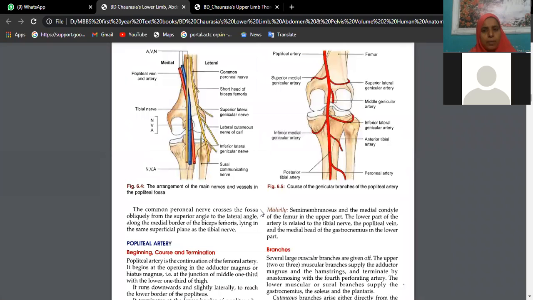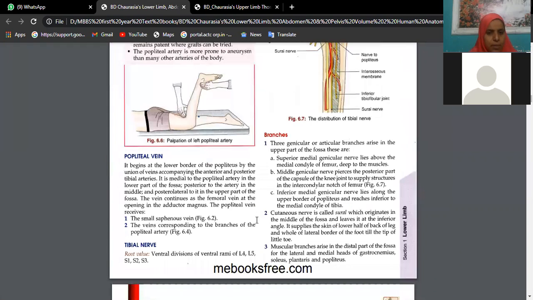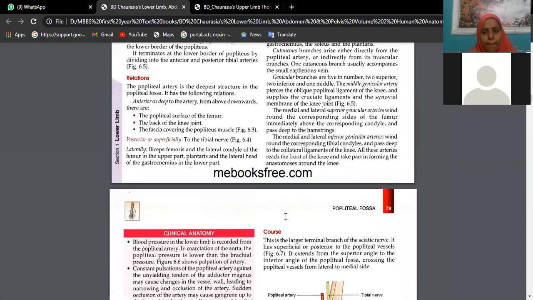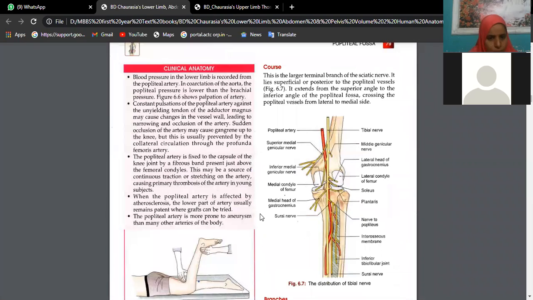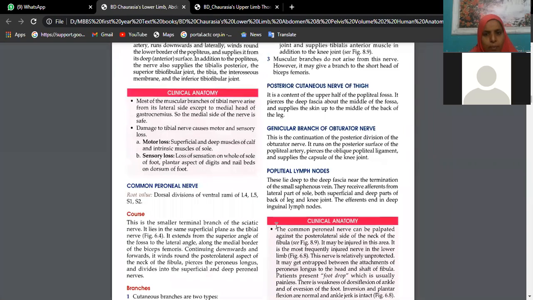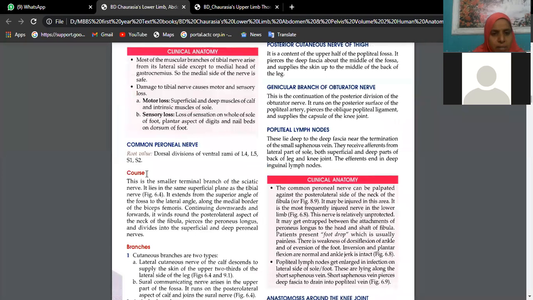Yes, here we are with the popliteal artery. You can in fact see here. Of course, he wrote, that means this is the tibial nerve he is talking about. Common peroneal nerve. The diagram is not here, but the explanation is here. You should understand: dorsal division of the ventral rami of L4, L5, S1, S2.